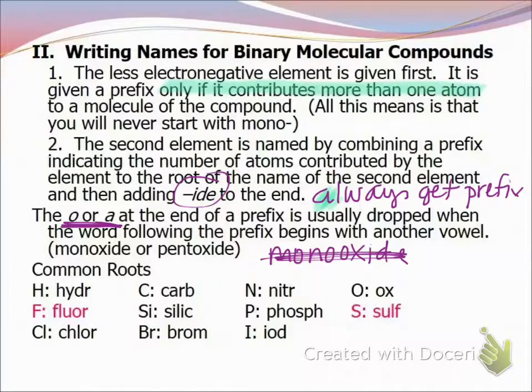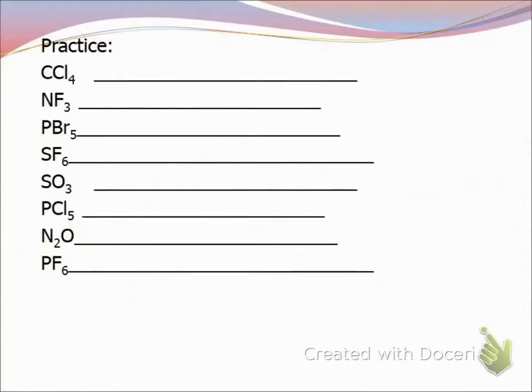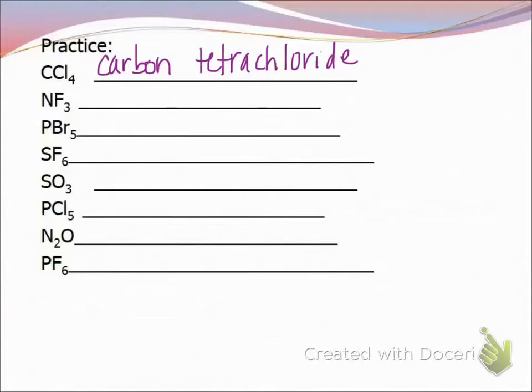So let's practice writing some names from formulas. So here we have CCl4. So we know that the first thing is carbon. So we would write carbon. And then we see that we have 4. 4 means tetra. So we would say tetrachloride. We change the ending to IDE. Next one would be nitrogen. So we just write nitrogen. Then we have 3 fluorides. So we would say trifluoride.